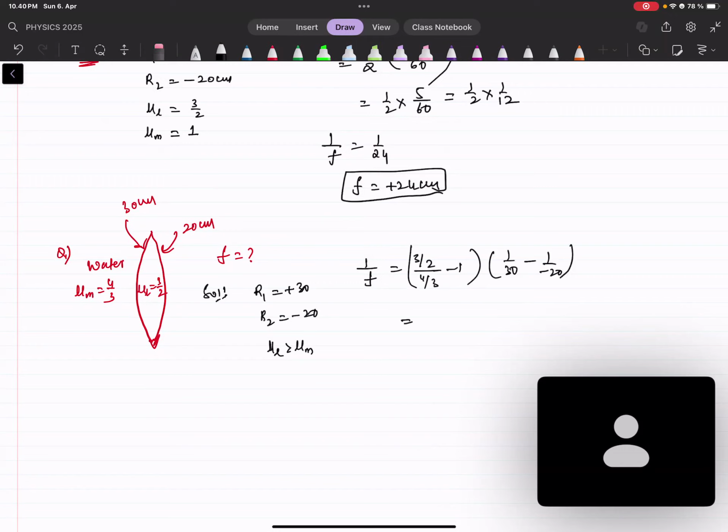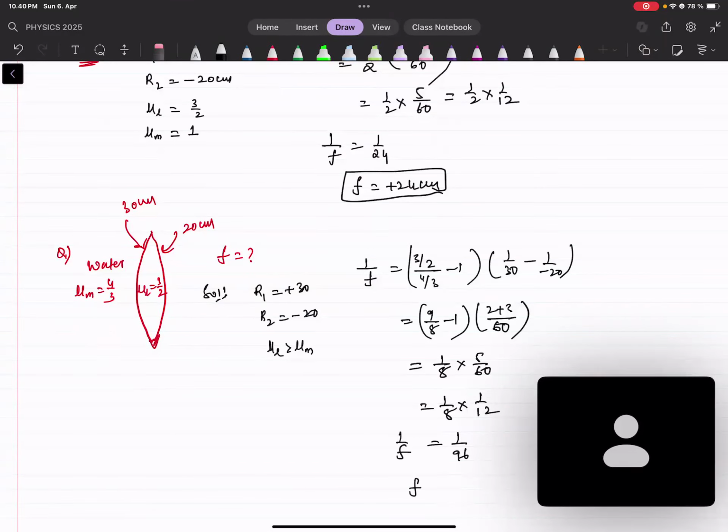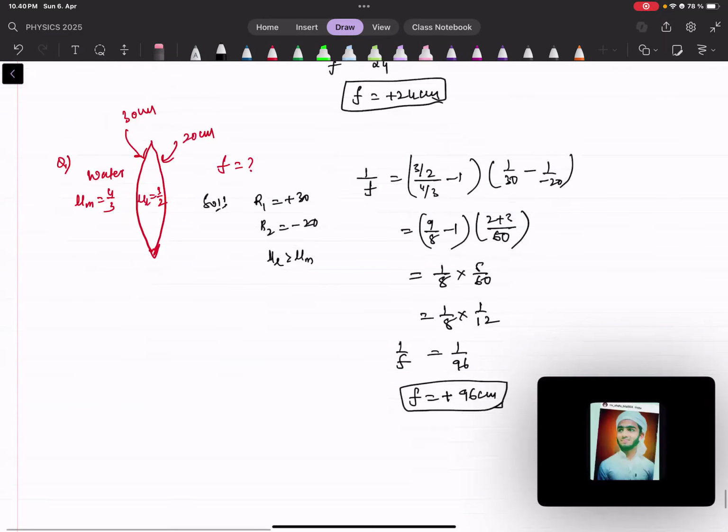So 3 by 2 divided by 4 by 3 is 9 by 8. So 9 by 8 minus 1 is 1 by 8, into the LCM 60, which is 2 plus 3, so 5 by 60. That is equal to 1 by 8 into 1 by 12. So 12 times 8 is 96. So 1 by F is equal to 1 by 96. So the focal length is equal to plus 96 centimeters. Done, beta? Yes, sir. Sure.